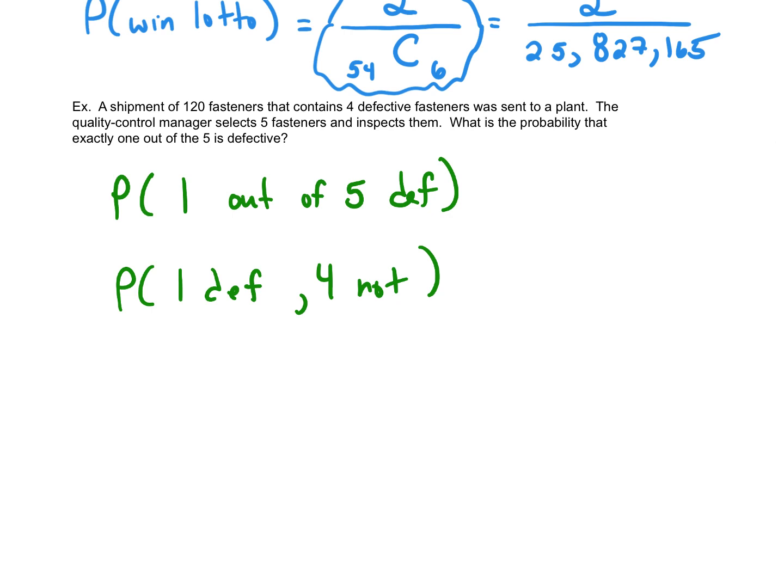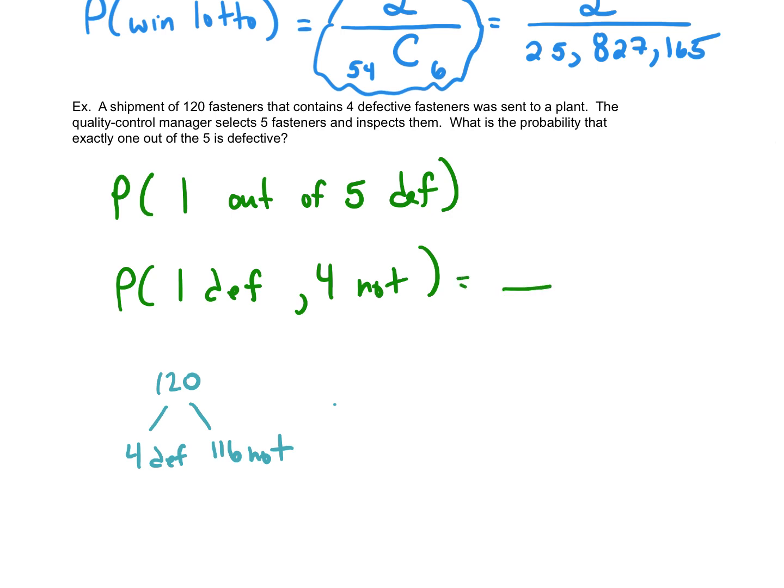Now, this is important that we're saying exactly 1 out of the 5. We don't care which one. It can be the first, the second, the third, the fourth, whatever. But we just want 1 out of the 5. So, just a quick note. If there's 120 fasteners sent to this plant, and 4 of them are defective, that means there's 116 that are not defective, obviously.